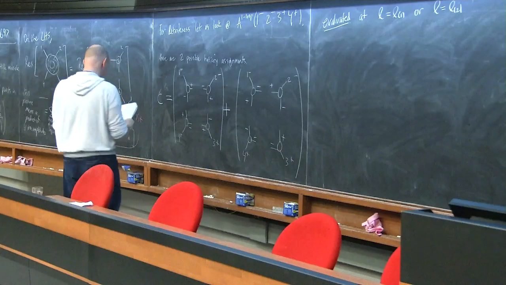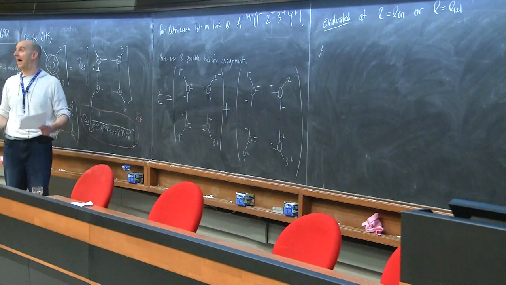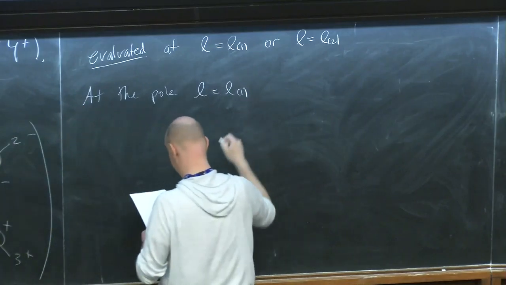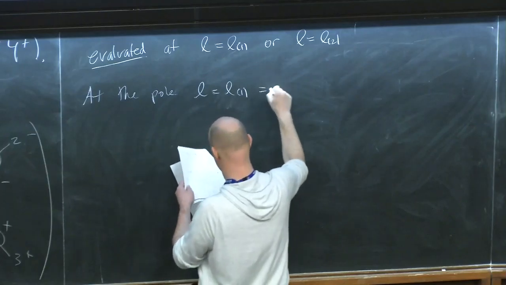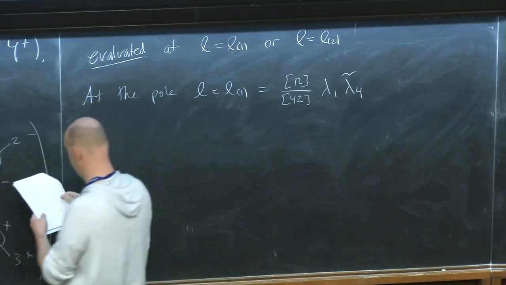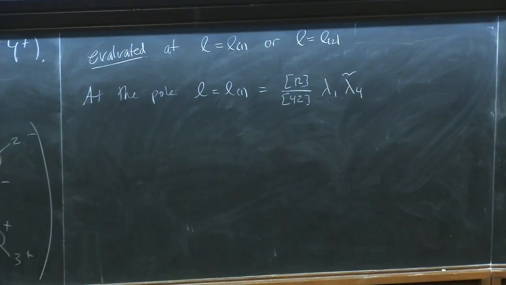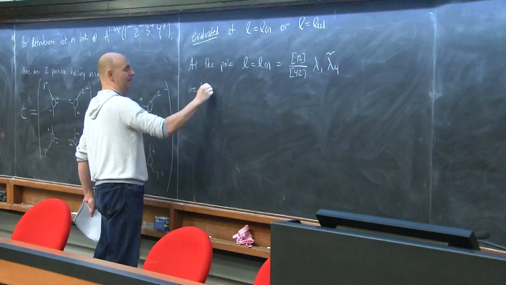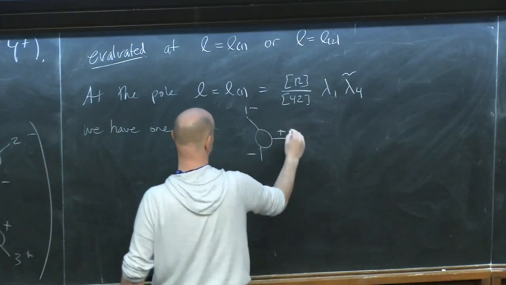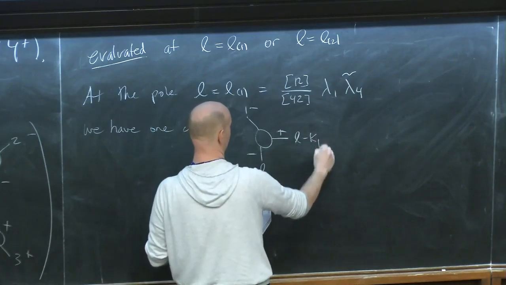Now, here's the important point. Okay, there are two separate residues. We can do the calculation separately. No one tells us to add them. At the pole L equals L1, and now I need to remind you what that was. At the pole L equals L1 equals this, let's look at, we have one corner that looks like this, 1 minus, minus, plus, okay, where this is L, and this is L minus K1.